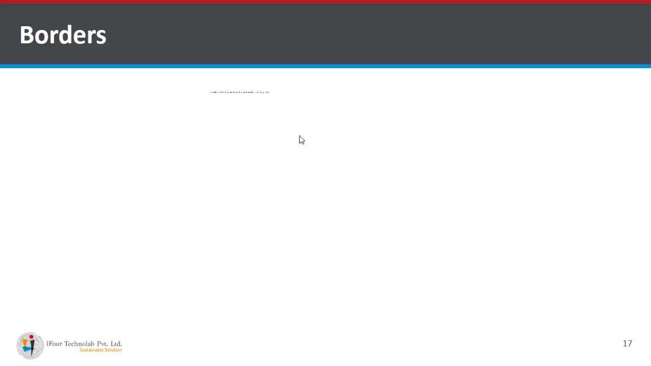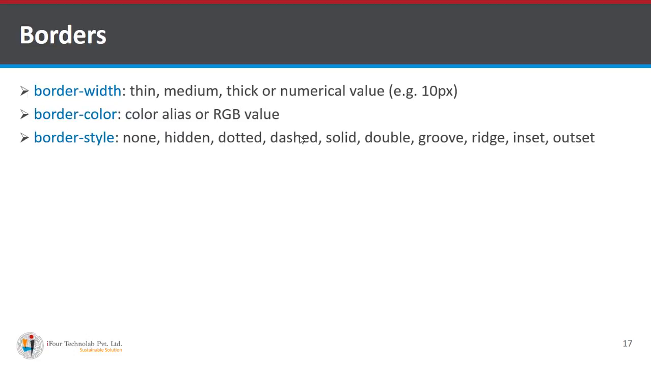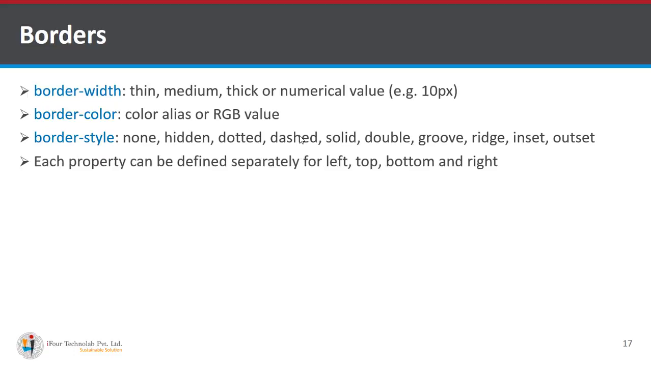Now borders. You can give border width. You can use values like thin, medium, thick, or any numerical value in pixels. You can also give a color to a border. You can also give a style to a border, which type of border you want, that is hidden, dotted, dashed, solid, double, groove, on the basis of your need and requirement. Each property can be defined separately for left, top, bottom and right. Border top style can be different and border left color can be different.